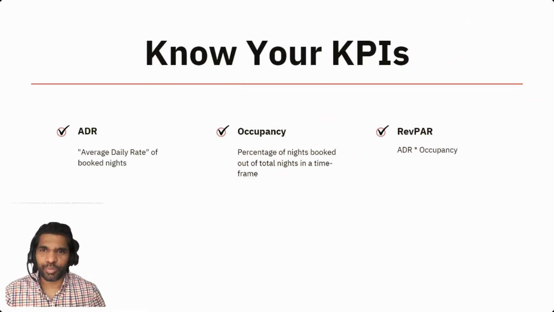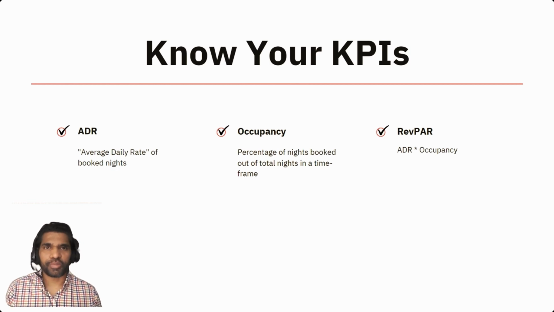Coming to KPIs, like I said, we're going to talk about 3 KPIs: ADR, occupancy, and RevPAR. ADR stands for average daily rate, which, think of it as if you get a reservation, the total reservation rental amount divided by the number of days someone stayed for. That is what's going to give you an average daily rate.